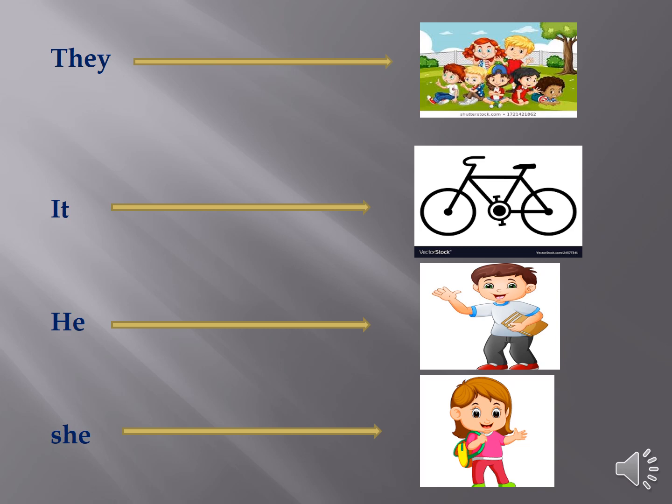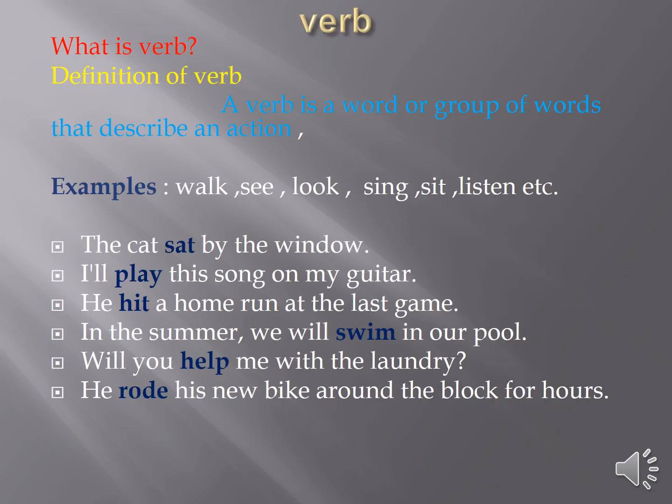It means without using a noun. If her name is Rita, "Rita is reading the book." But instead of saying Rita, if we use "she is reading a book," it means that "she" becomes a pronoun here. Understood, children? Next, verb.